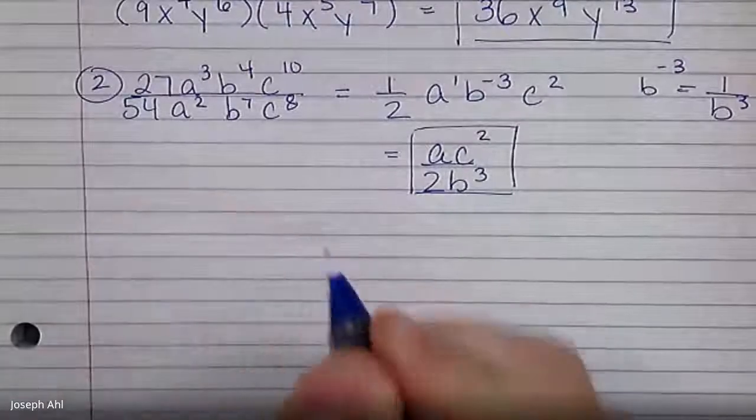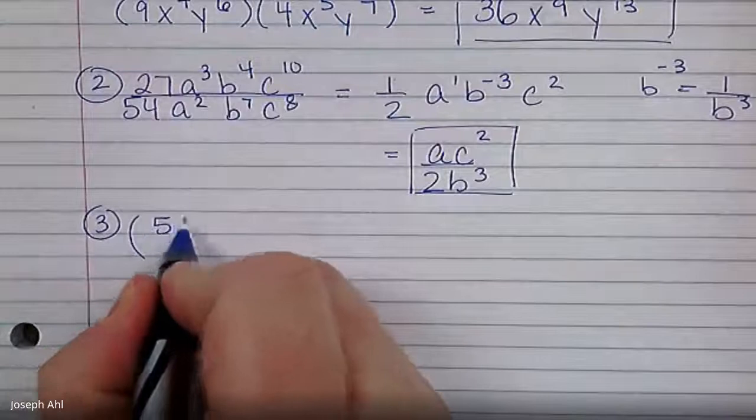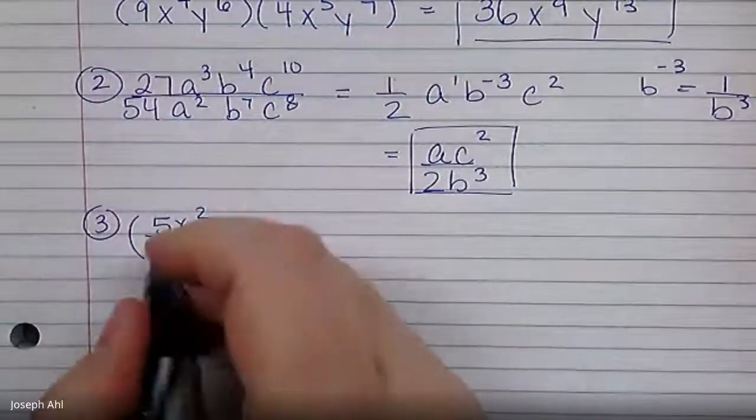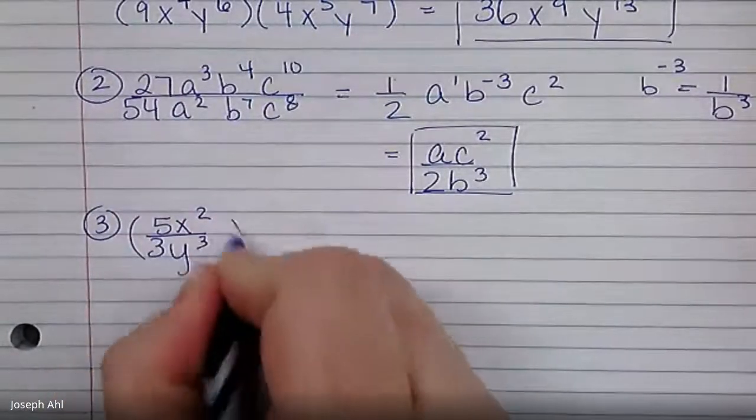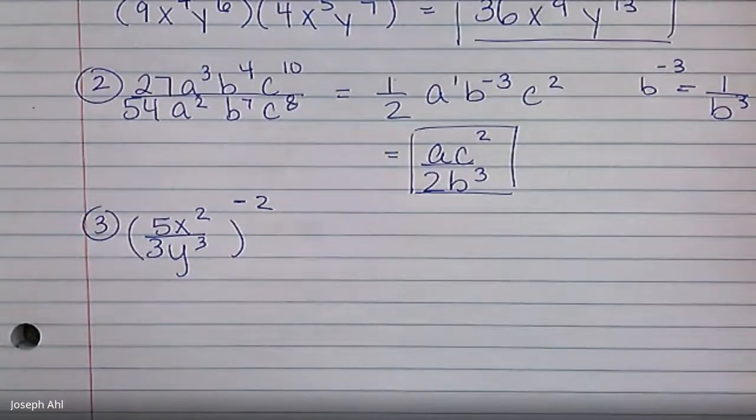Number 3, let's do a fraction 5x squared over 3y cubed to the negative 2nd power. So in order to simplify a fraction to a negative power like this, I'm going to highly recommend you do a quick fix in the beginning of the process.